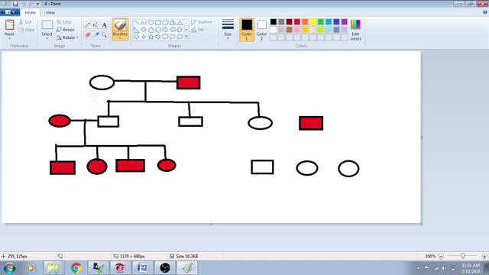Now the first example is this. The options are maternal inheritance, autosomal recessive, autosomal dominant, X-linked recessive, X-linked dominant, or Y-linked. In this case, I see that the mother is unaffected and the father is affected, and all three children are unaffected. The mother is affected in the second generation, and all sons are affected. That means it is a clear-cut case of maternal inheritance. An affected mother will pass on the disease to all the offspring.